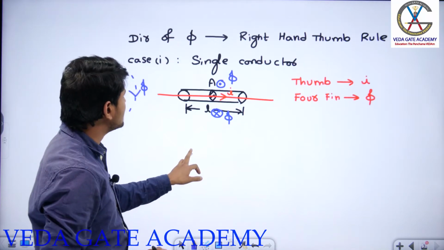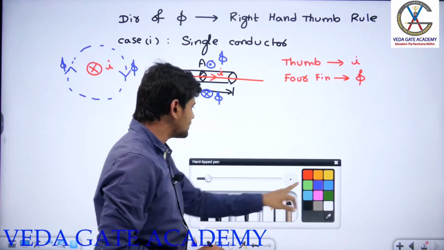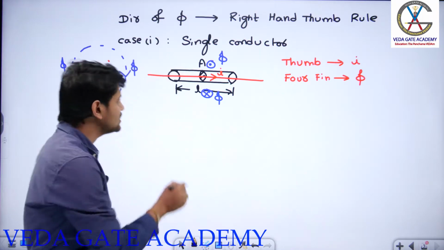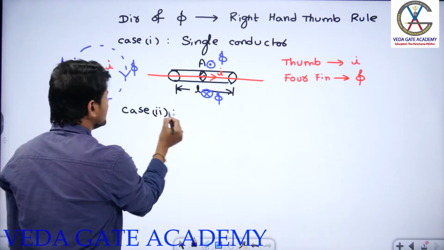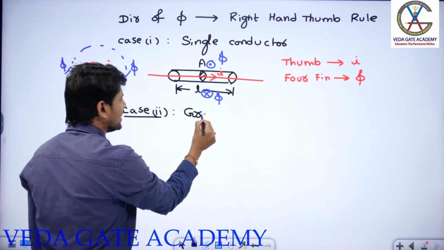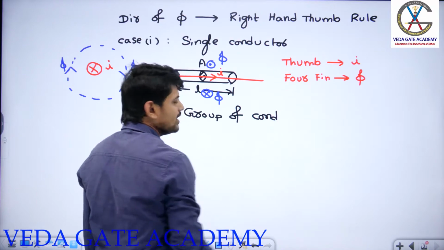Now I will try to apply the same for a group of conductors. Let me take the second case, case 2, where a group of conductors, generally I can say a group of conductors is also called as a winding. Yes or no? Right? Group of conductors I can say as a winding.